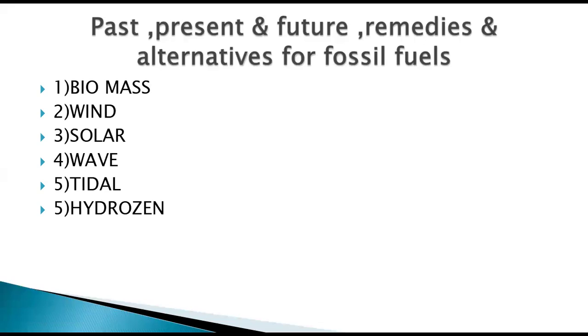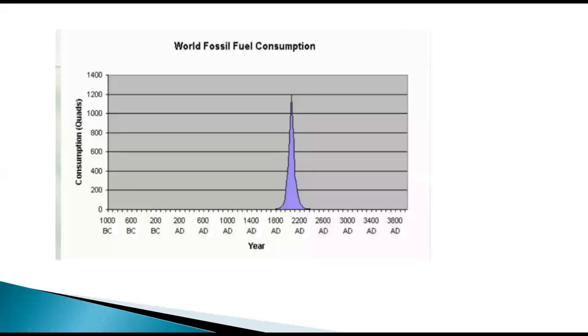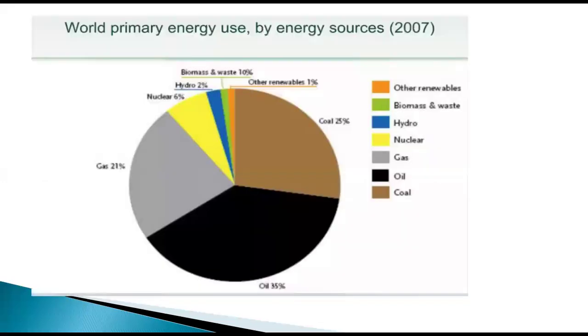Okay, next, world primary energy use. So nowadays, what is the energy consumption? By using this pie chart, you can understand how much energy is consumed. This is according to the 2007 data. Nowadays it is also the same, but only 5 to 6% changes.